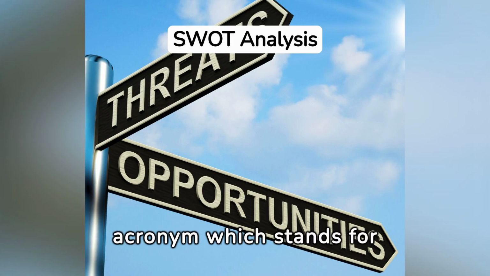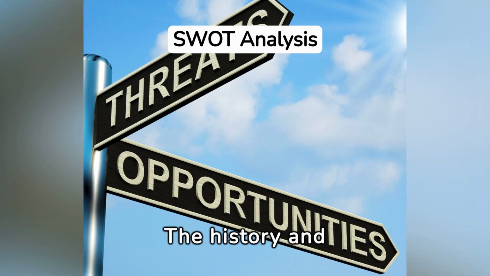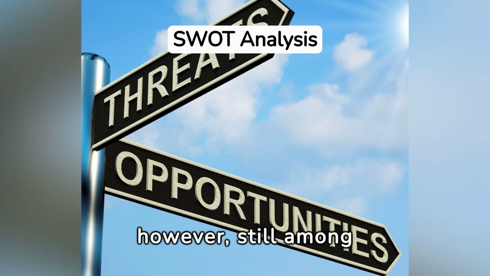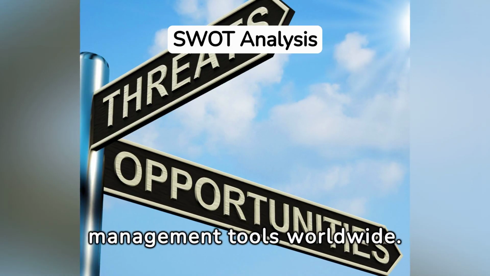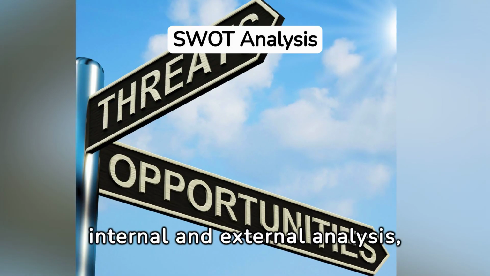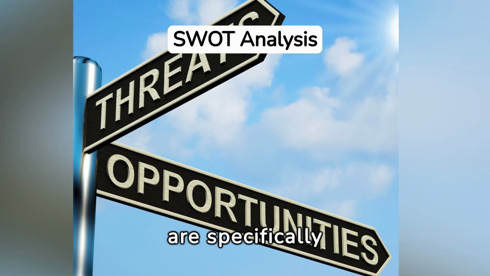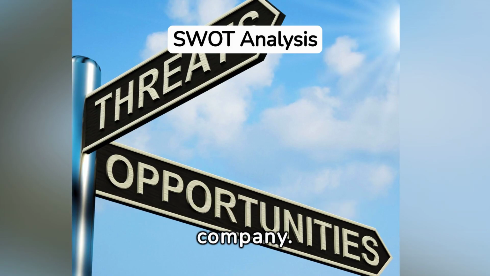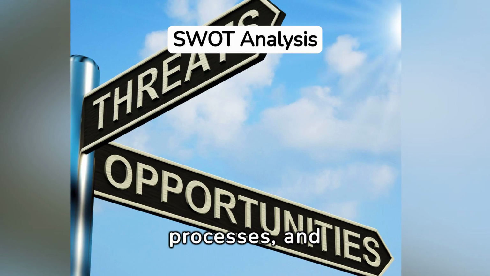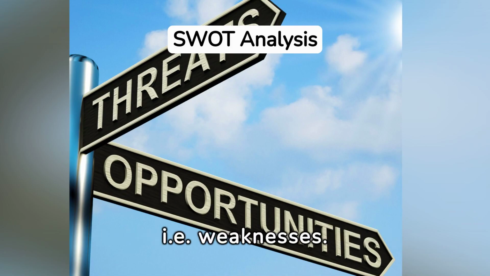SWOT is an acronym which stands for strengths, weaknesses, opportunities, threats. The history and origins of SWOT can be traced back to the 1960s. It is, however, still among the most widely used management tools worldwide. Although SWOT analysis is used for both internal and external analysis, the strengths and weaknesses components, SW, are specifically focused on the internal aspects of a company. This includes evaluating the company's resources, processes, and capabilities to identify what it does well, that is strengths, and areas where it may be lacking, that is weaknesses.